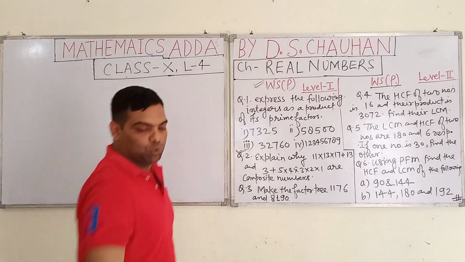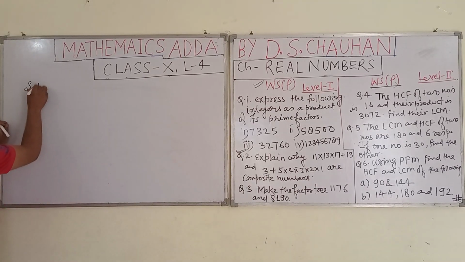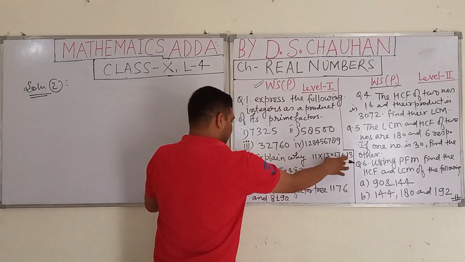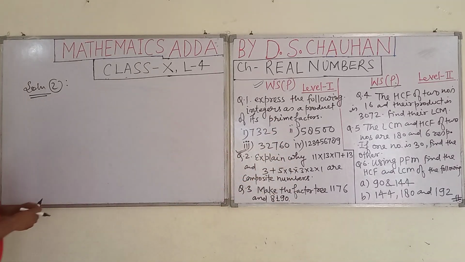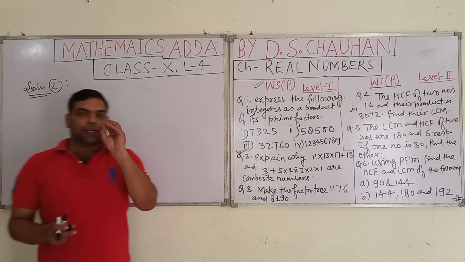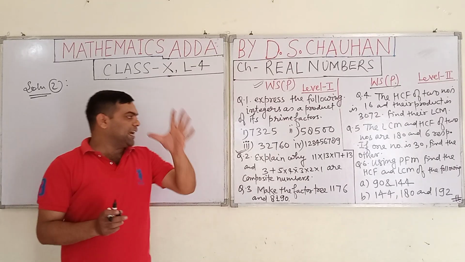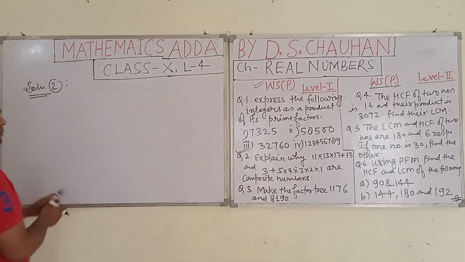Students, see how to do it. Well students, see the solution of question number 2. In question number 2, it has been given: explain why these are composite numbers. Well students, you know what composite numbers are. To be composite, more than two factors are required. Keeping this concept in mind, students, we are going to solve this problem.